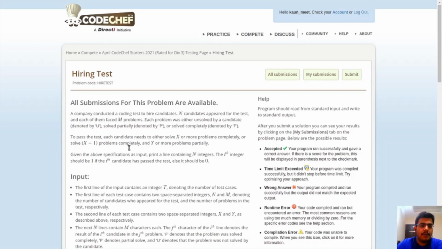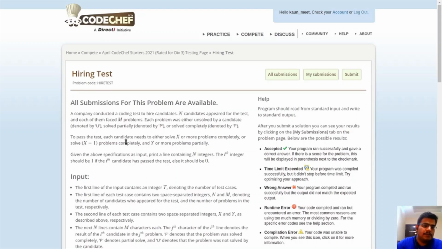So, in order to pass the test, which is conducted by N candidates, where each of the candidates will have in total M problems, there are two possible conditions. The first one is that either a candidate solves X or more problems completely, then he would pass the test. Or the other condition is that he is able to solve X minus 1 problems completely and Y or more problems partially at the same time as well.